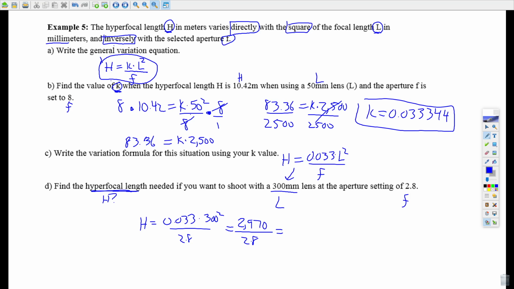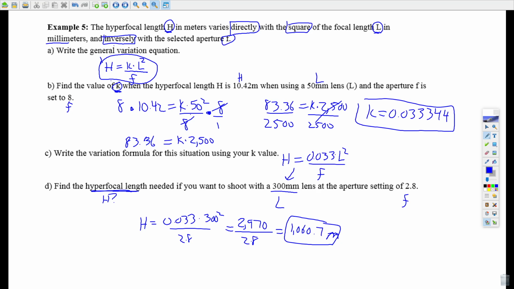Looks like I got 1,060.0.7. And the hyperfocal length is measured in meters. M. That's it.